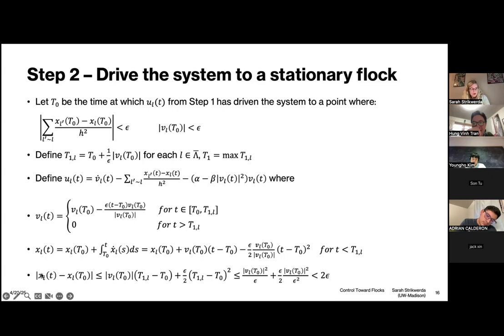And so here, one important note is that if I look at XL of t minus XL of t naught, then just from this definition of what XL is, I can see that that's going to be the magnitude of VL of t naught times T1L minus t naught plus this term here. And so this is going to be less than or equal to this term. And we remember here that VL of T naught is going to be less than epsilon, and that's because in step 1, we got close to a stationary flock. So this is now less than 2 epsilon.